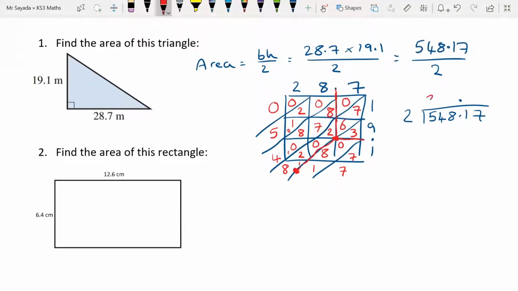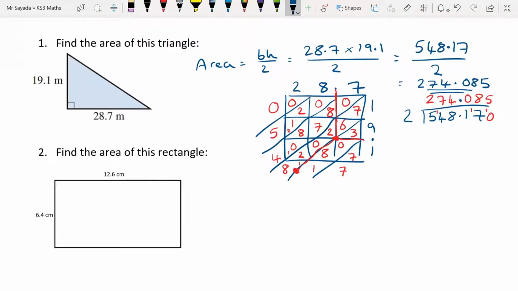So 2 into 5 is 2 remainder 1. 2 into 14 is 7. 2 into 8 is 4. 2 into 1 is 0 remainder 1. 2 into 17 is 8 remainder 1. Add a 0. 2 into 10 is 5. That's the final answer, 274.085. All of the questions in this video, you are not to use a calculator. Let's do question 2 now.